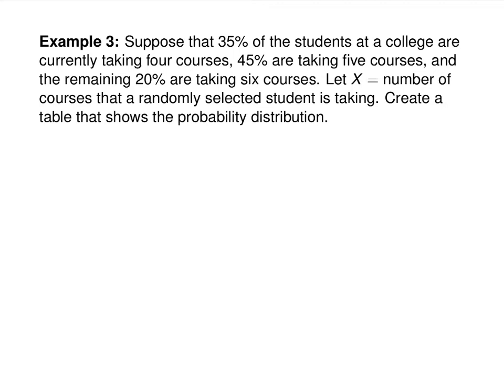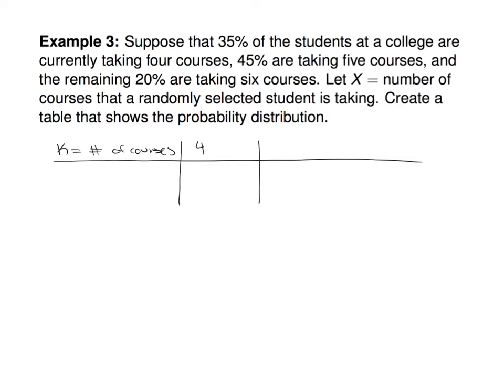Holy moly, these students are busy. Let x equal the number of courses that a randomly selected student is taking, and create a table that shows this probability distribution. So in the top of the table, we have our possible values of x, which are our k's. So k is equal to the number of courses that a random student is taking, and it looks like at this college, they're either all taking 4, 5, or 6. I don't know where they are, because when I was in school, I definitely didn't take more than 4, usually. And then in the next row, we're going to list the probability that x is equal to k.